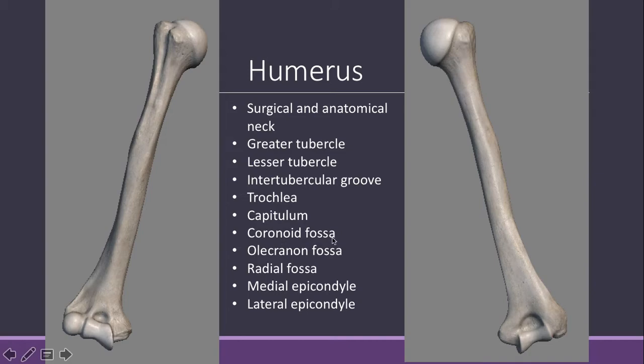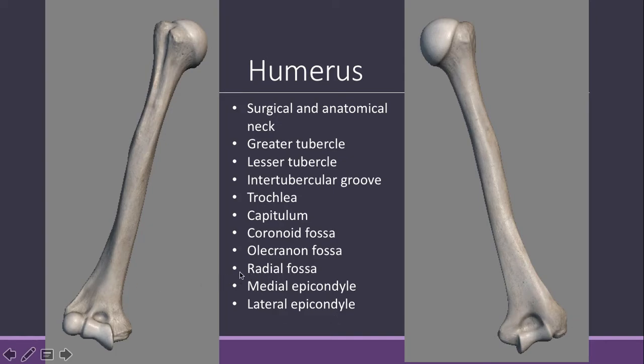The coronoid fossa is on the front here. It's where the coronoid process of the ulna fits in your elbow joint. So that's the coronoid fossa. The olecranon fossa, which can only be seen in the posterior view, is here. It's the back of your elbow where the olecranon process of the ulna fits into that little space right there.